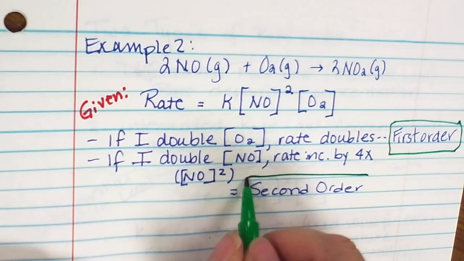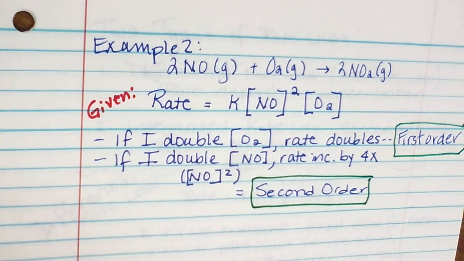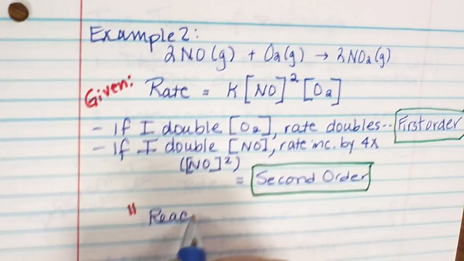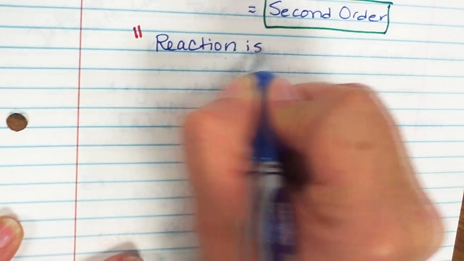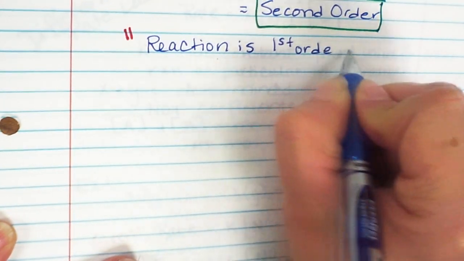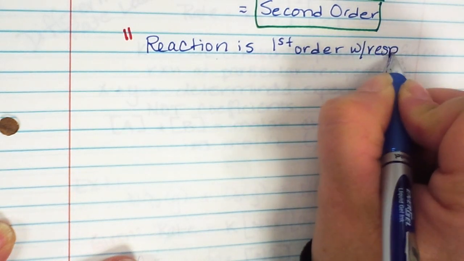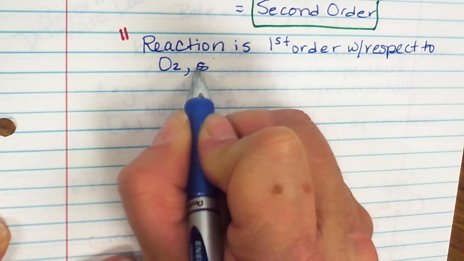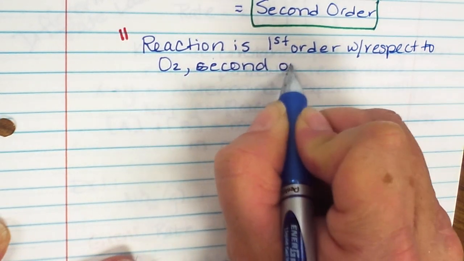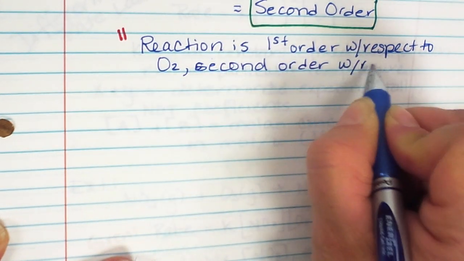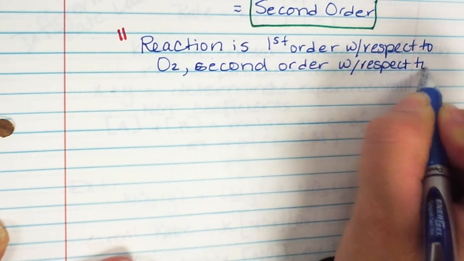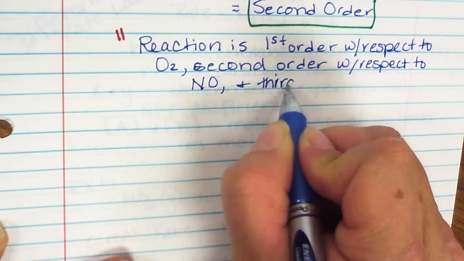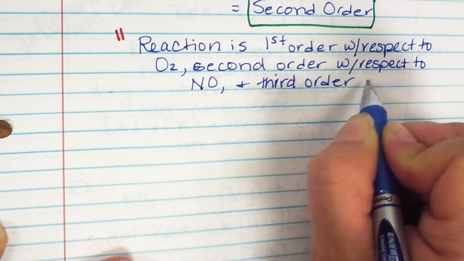So this is how we would say it. The reaction is first order with respect to O2, second order with respect to NO, nitrogen monoxide, and third order overall.